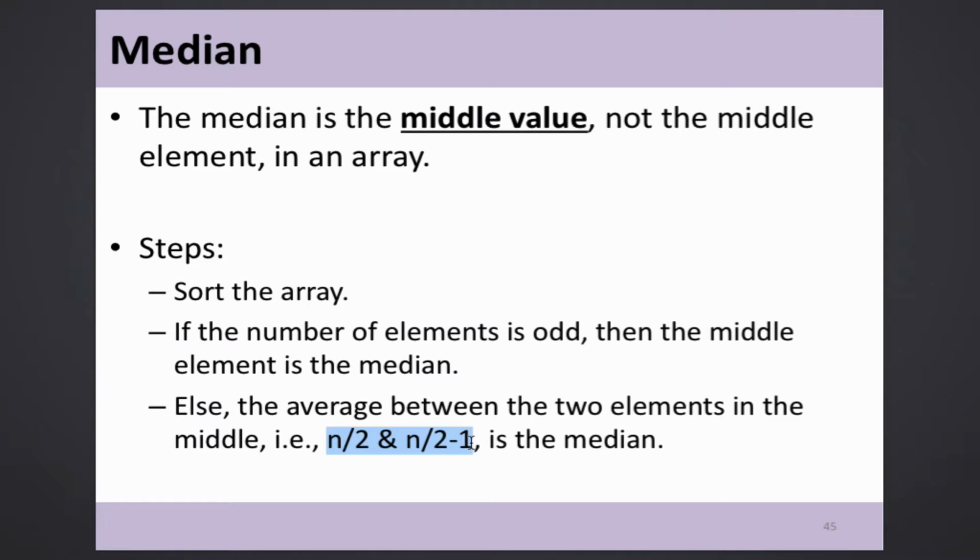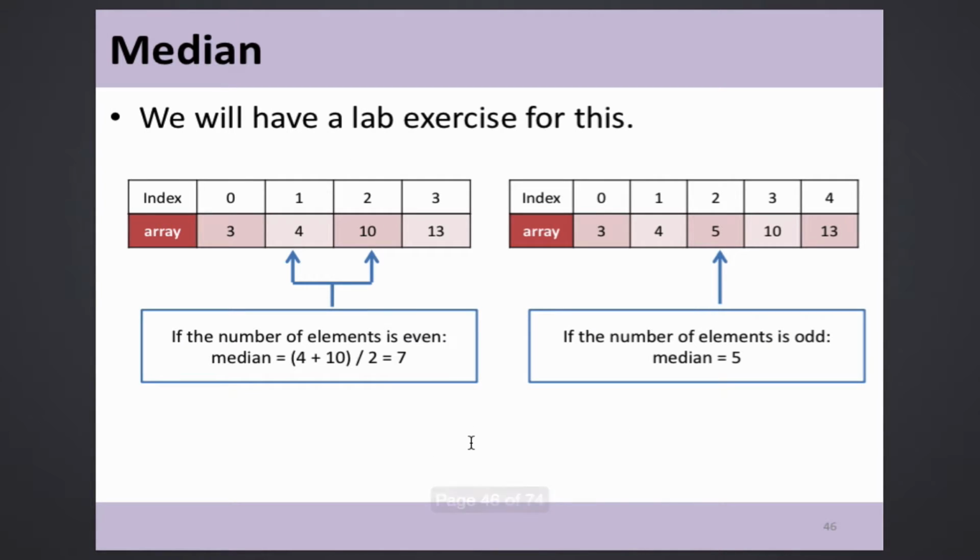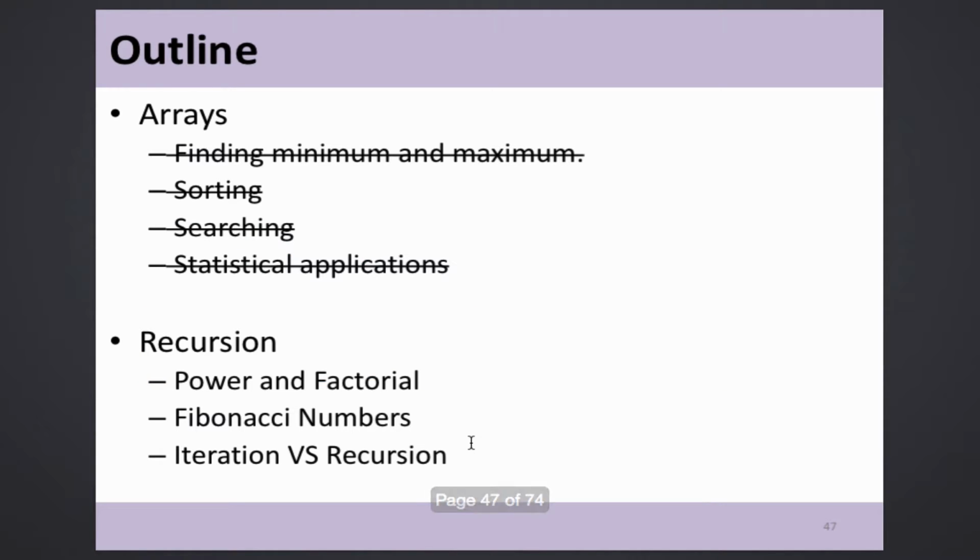Now, how to get a median? Very simple. For the median, you sort the array, and compute this. I don't give you code because it's going to be a lab exercise. They're very simple. Okay, should I go on? Yes, I have to go on.